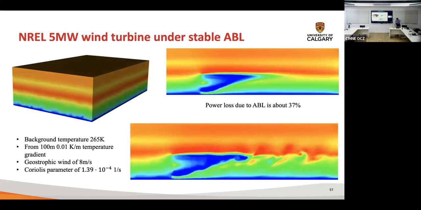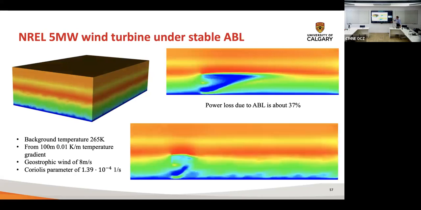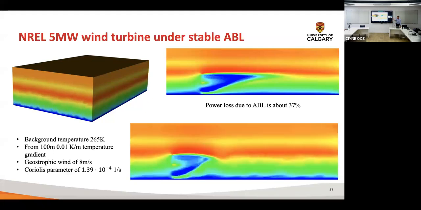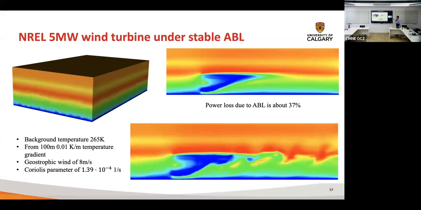We also look at the turbine in the presence of the stratification. So we took our 5 megawatt NREL and we fed in the stable atmospheric boundary layer that we generated with our colleague from UC San Diego. And immediately you see that in the presence of stable stratification, you have almost 37% loss in your power production. Okay, which is significant, right?